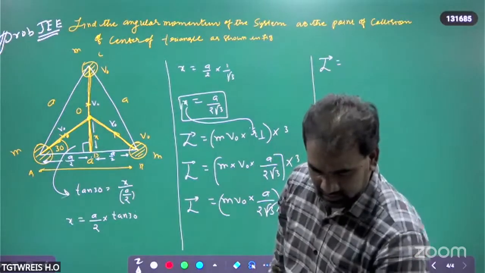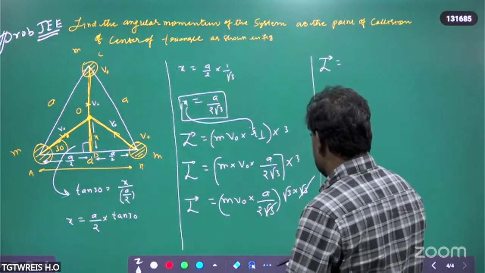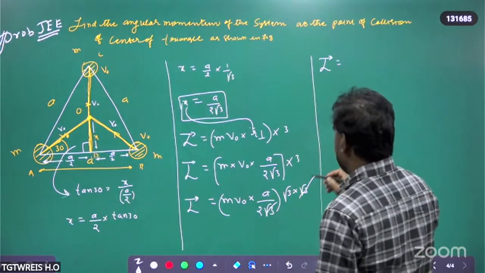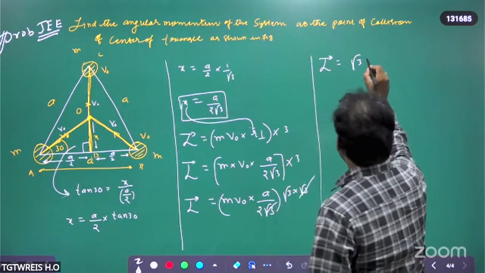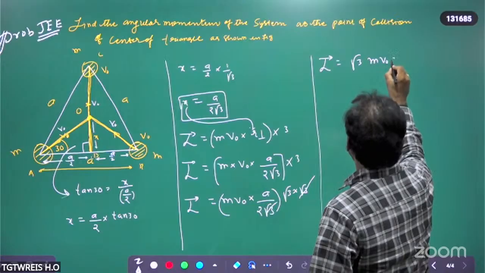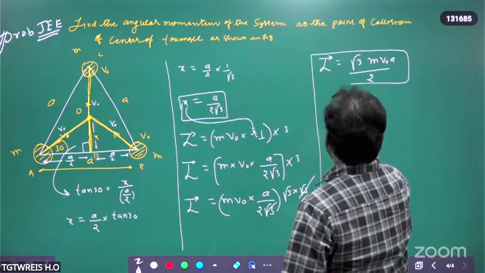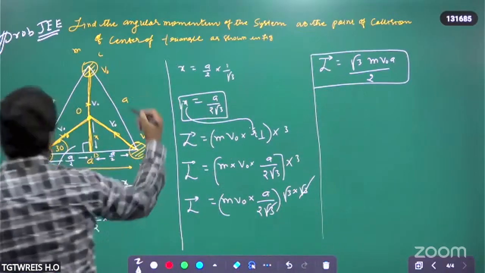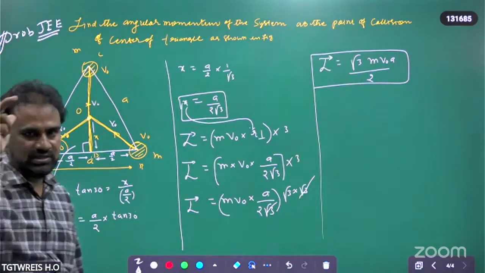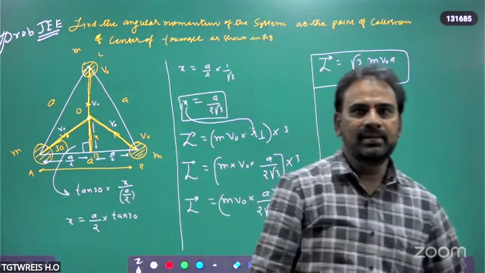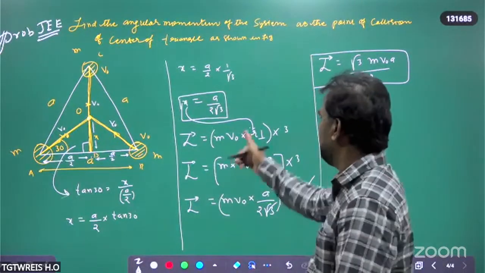L is equal to root 3 m V0 a upon 2. So this is the net angular momentum of these three particles at the point of interaction of their masses. Is it clear? Okay, note down.